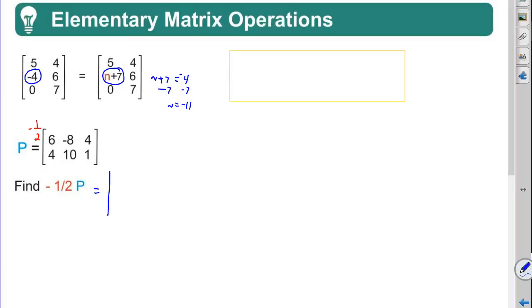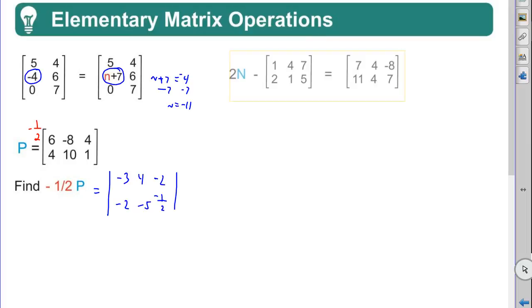All right, and the resulting matrix, -1/2 times 6 is -3. I'm going to go right down this row, right? -1/2 times a -8 is a +4, and then a 4 times -1/2 is a -2. Bottom row, that's a -2, that's a -5, and this one ends up being -1/2, and there is your scalar multiplication. Really easy. You just have to multiply. It's just like distributing, right? So all you're doing is distributing the -1/2, or whatever quantity it is that you're multiplying.